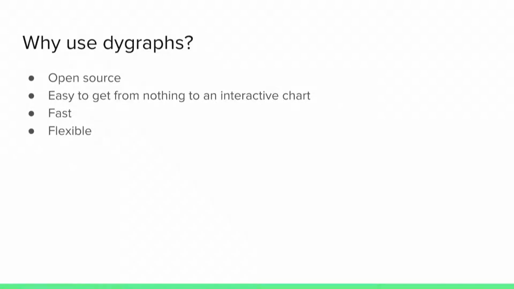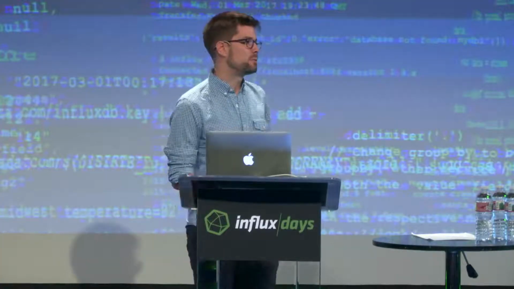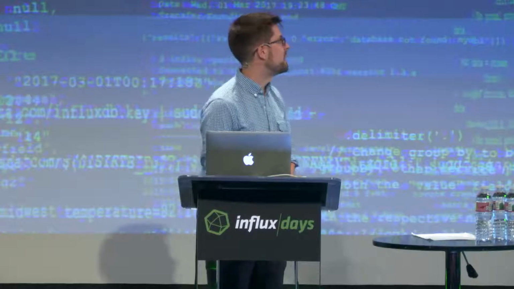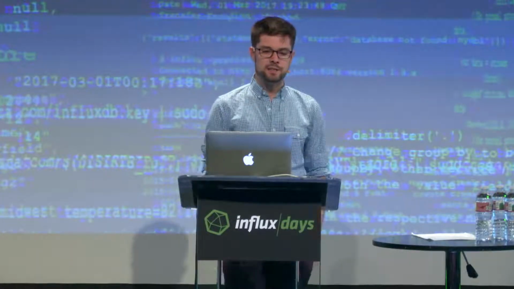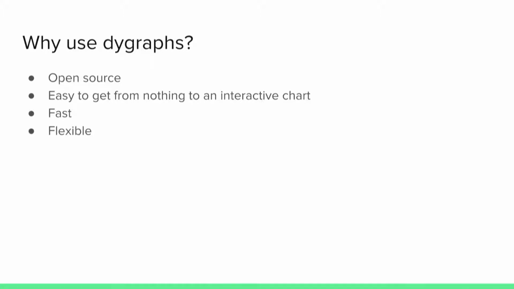So there are, like I said, a lot of charting libraries out there. So why might you choose to use Dygraphs? I think one of the main reasons, and I think this is probably one of the reasons Chronograph is using it, is that it's open source. It's MIT licensed. So if open source is something that's important to you, Dygraphs is a pretty reasonable choice. As we talked about, it's pretty easy to go from absolutely nothing to an interactive chart that lets you explore your data.